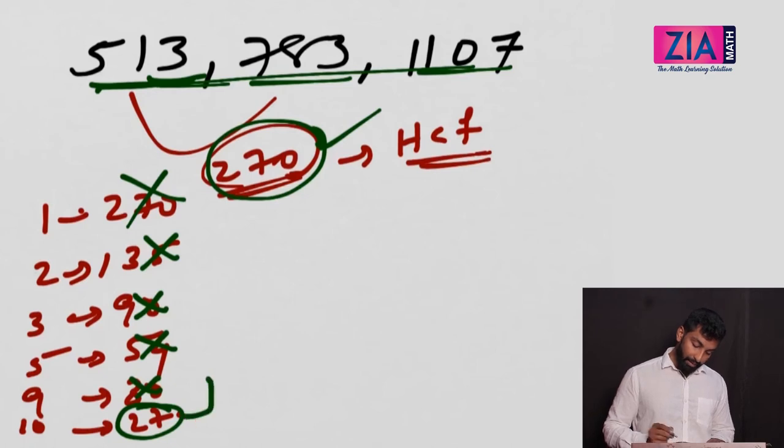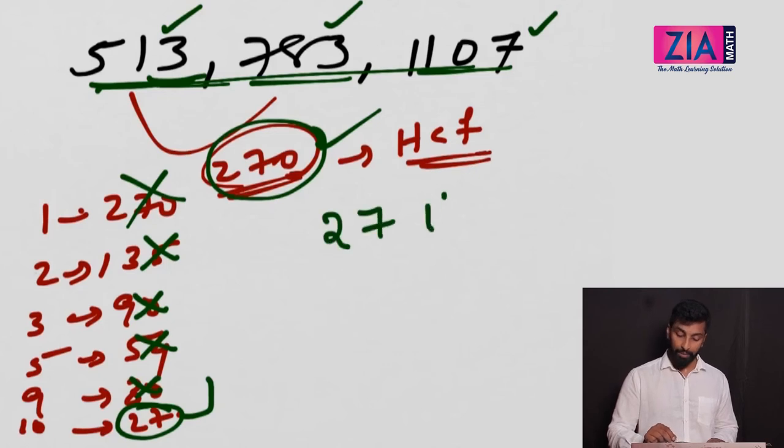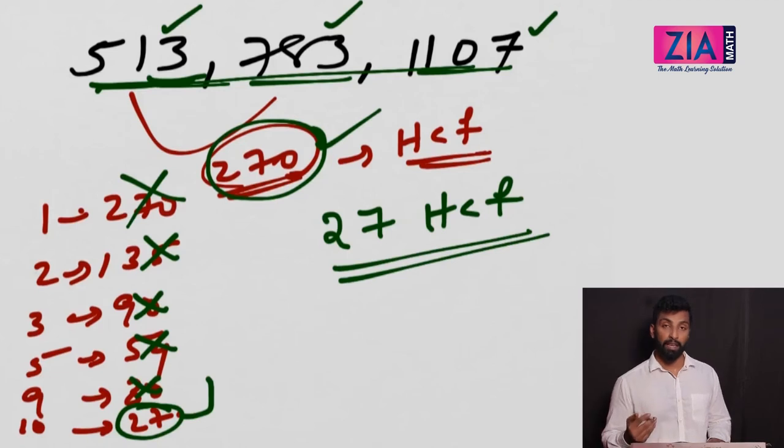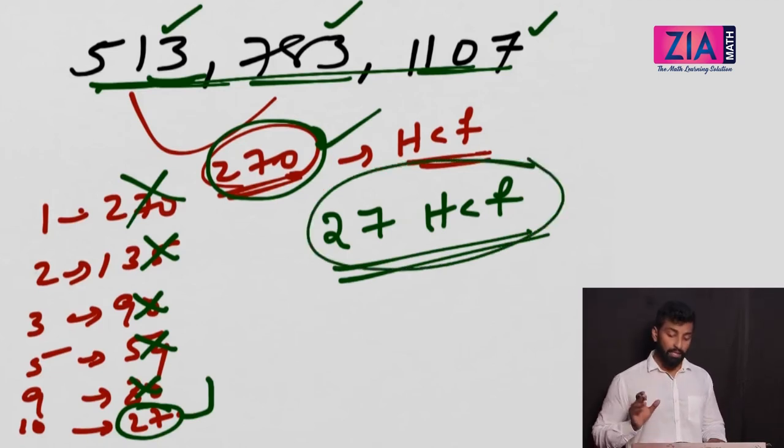If you check 27, it is divisible. 513 is divisible by 27, 783 is divisible by 27, and 1107 is also divisible by 27. What does it mean? 27 is your HCF, and this is what they asked to find. What is the largest number which can divide all three completely? 27 is the largest number.